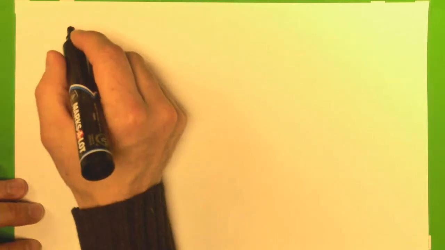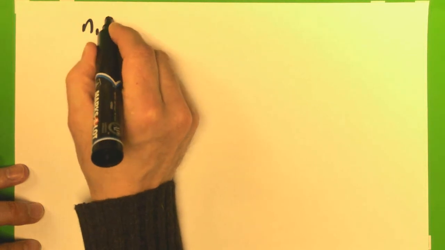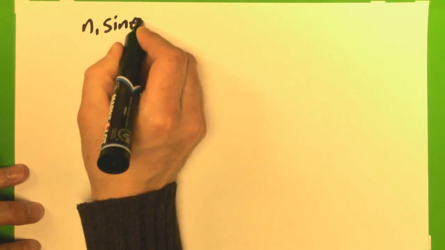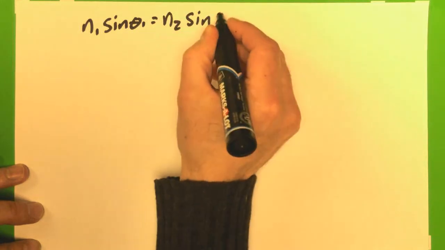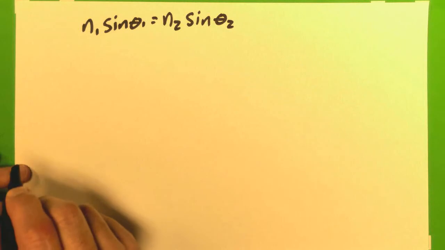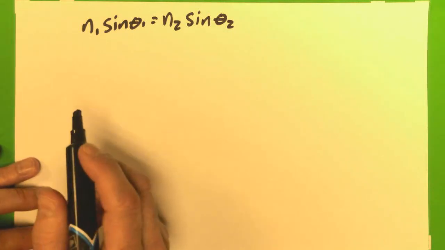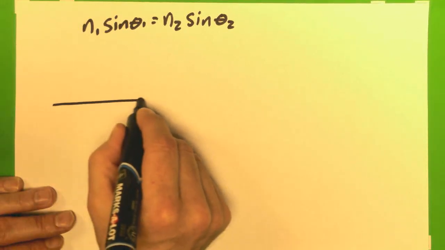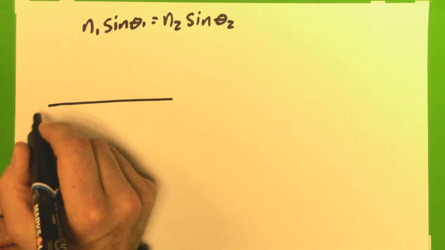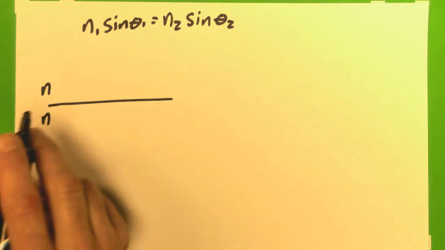Let's look at Snell's law a little more closely. We have n1 sine of theta 1 equals n2 sine of theta 2. Okay? Now, what's n1? What's theta 1? It's really good to have a picture of this. Let's go ahead and choose a bath of water. So I've got n of water and n of air.